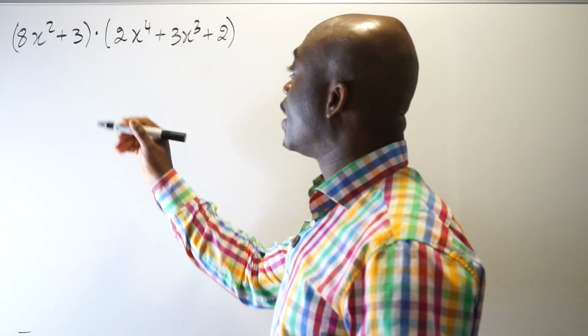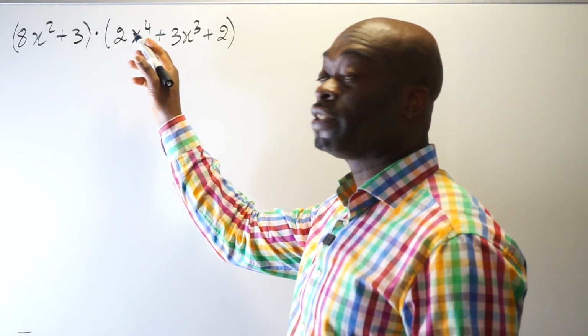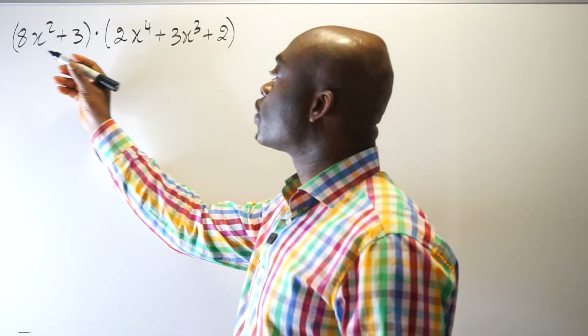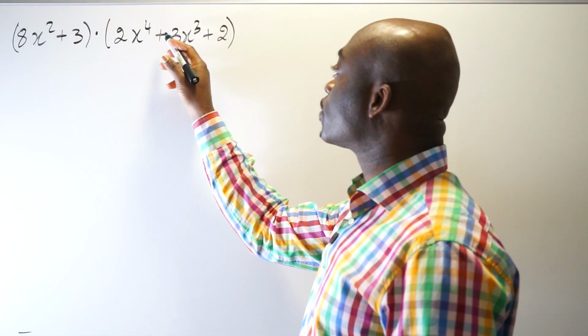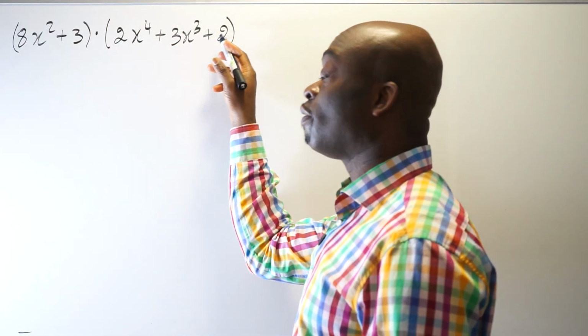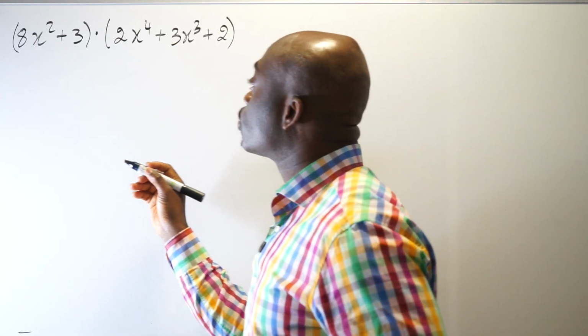All right, we have to find the derivative of the product of these two functions here. The first function is 8x squared plus 3, and the second function is 2x to the fourth power plus 3x to the third power plus 2. All right, so let's go for it.